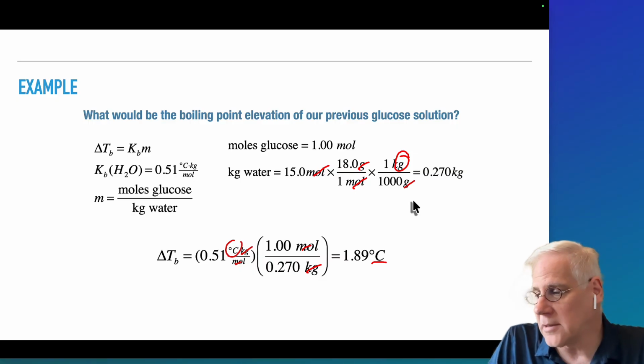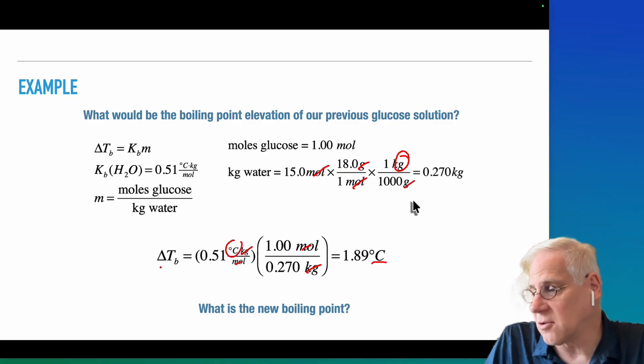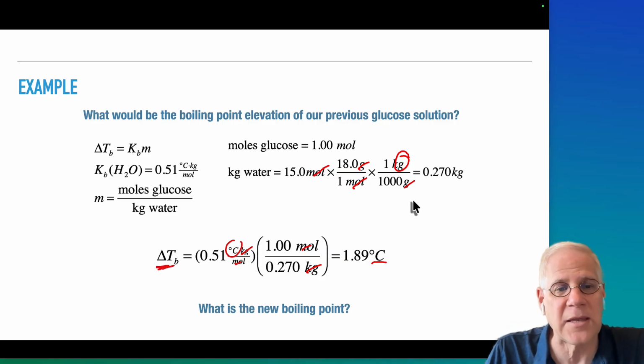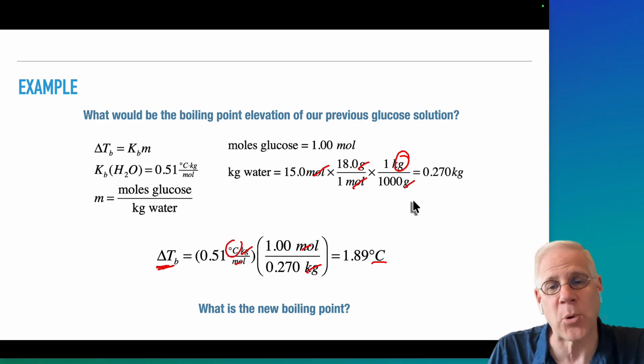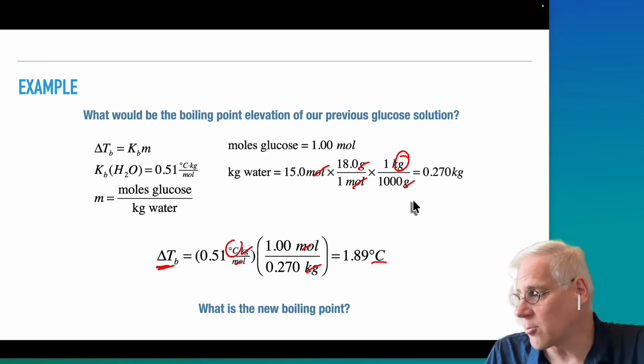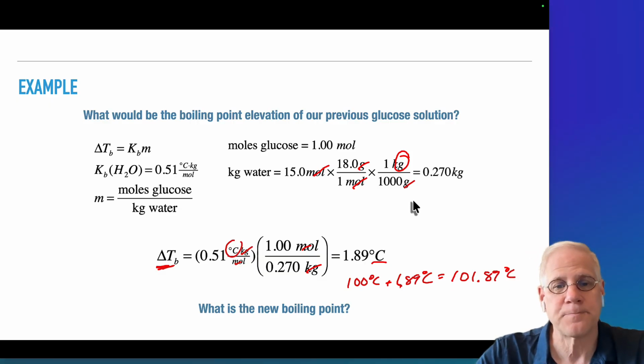Now, something to keep in mind is that we are looking for a change in temperature, or I shouldn't say looking for it, that's what we calculate. We calculate a change in the temperature. So our new boiling point is not 1.89 degrees Celsius. That's just how much we raised the boiling point by. Since the boiling point of water is normally 100 degrees Celsius, and I've raised it 1.89 degrees Celsius, my new boiling point will be 101.89 degrees Celsius.